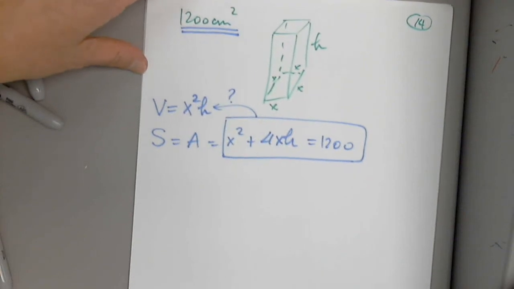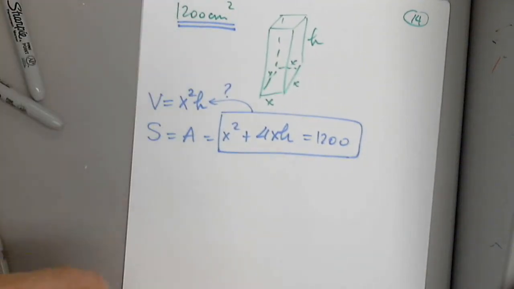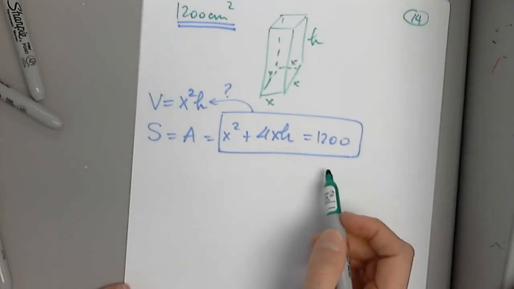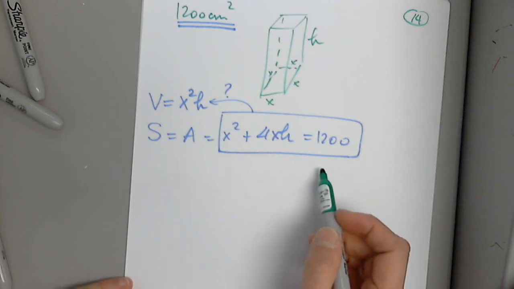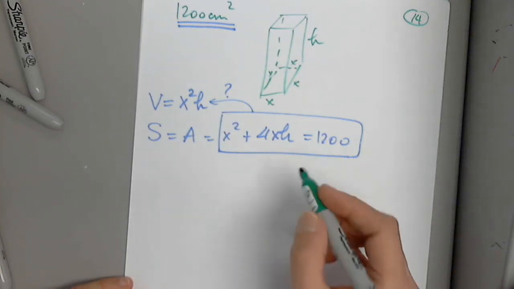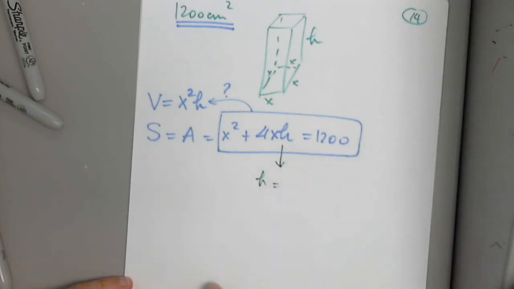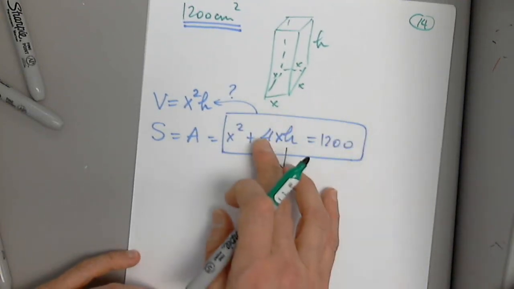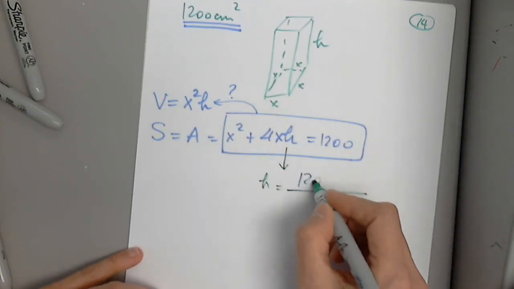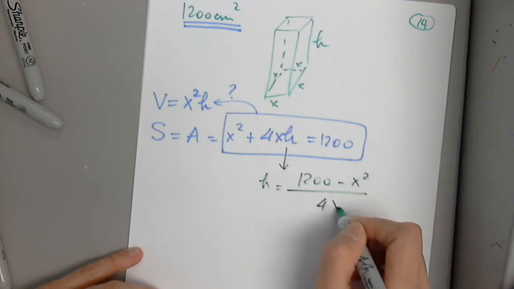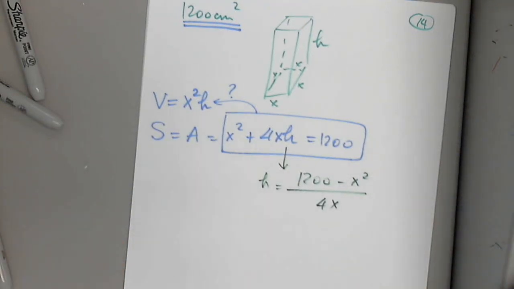Okay, so then what do we do next? From this equation, we want to extract h. So we're going to subtract and divide by 4x. So h equals 1,200 minus x squared over 4x. That's exactly what we wanted to do.